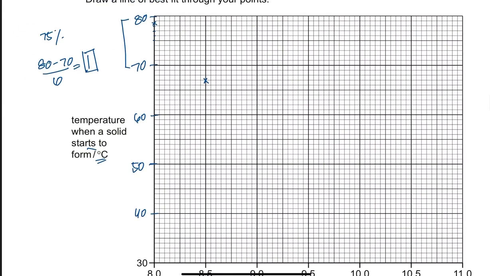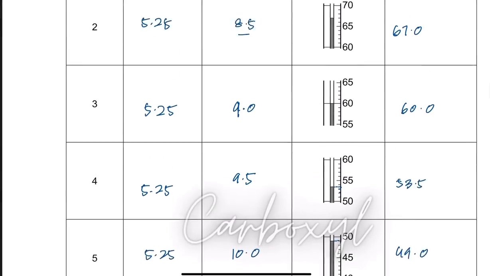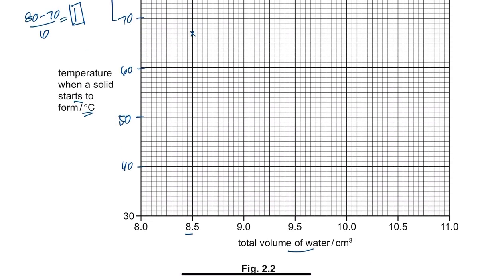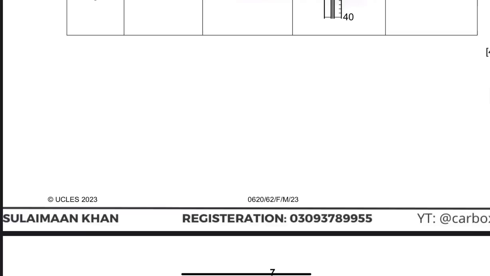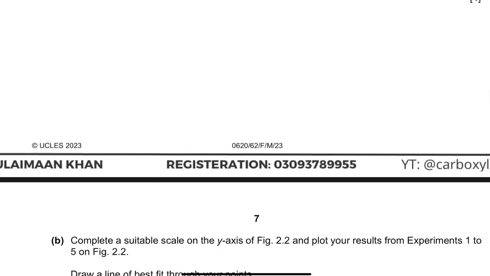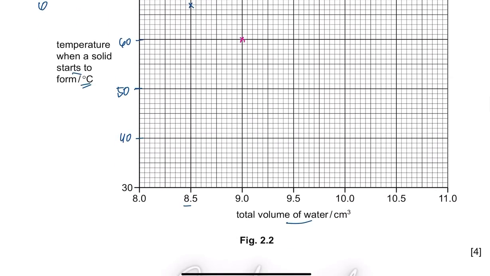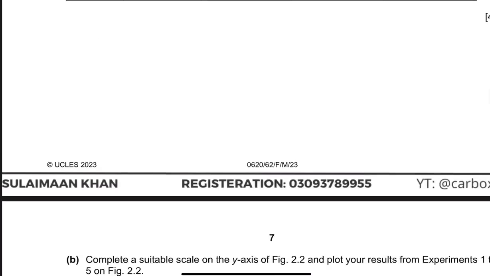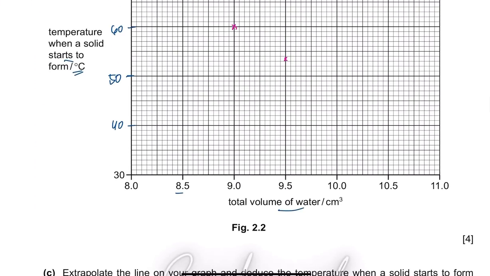Then moving on, what do you have at 9? At 9 we have 60.0, that is right here. Then we move on to the other one. At 9.5 you have 53.5, and this is 50, 51, 52, 53, and this will be 53.5, in between 53 and 54. And then at 10 you have 49.0, so at 10 I have 49.0, that's going to be one less than 50.